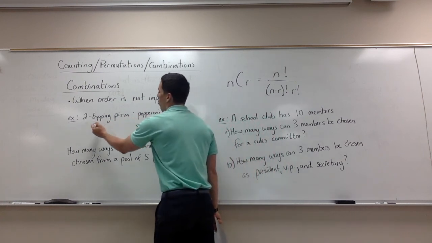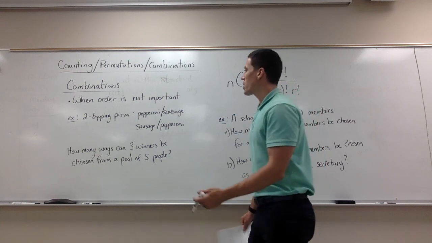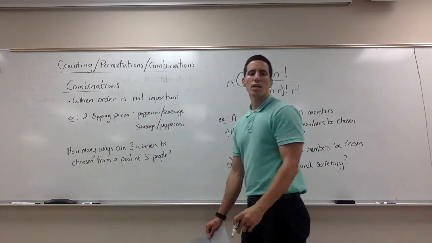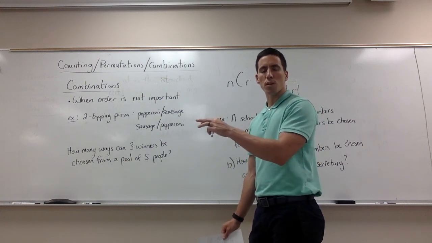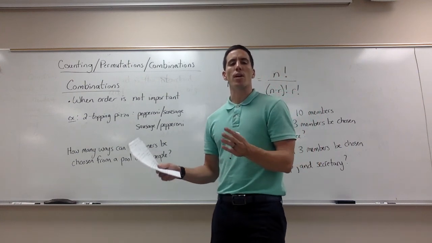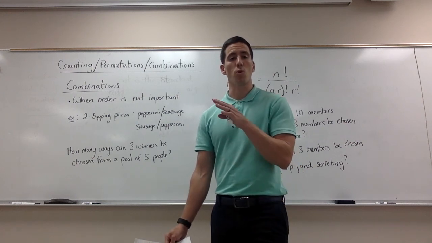Let's say that you are ordering a two-topping pizza. We would all agree that when you're ordering a two-topping pizza, a pepperoni and sausage pizza is the same thing as a sausage and a pepperoni pizza. Reversing the order of those two things doesn't matter in this case. That's in contrast to problems with a permutation where the order does matter.